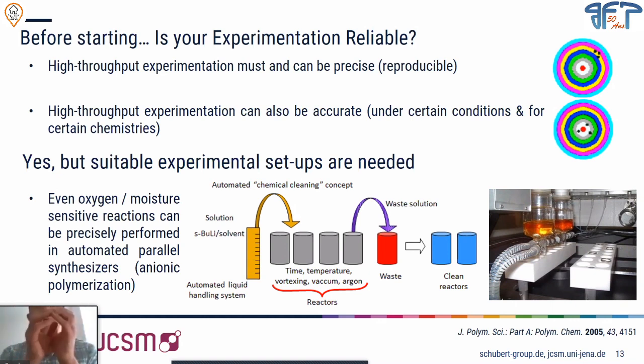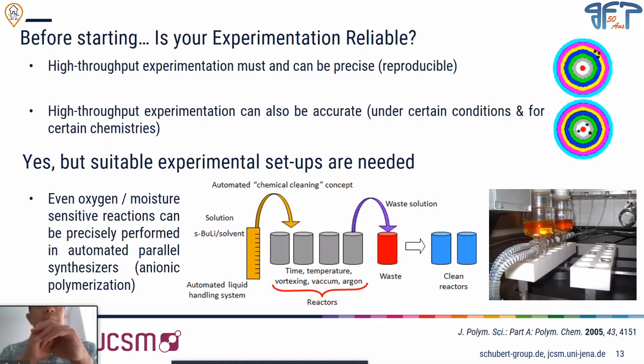how reproducible is your experiment? Or how precise is what you are doing? So in that sense, high throughput experimentation must be precise. It's a requirement, because if you are not able to reproduce your experiments, it's not good. Or basically, if you are not sure that it's accurate, of course, the results you will get will lead you to false conclusions or mistakes in the data.